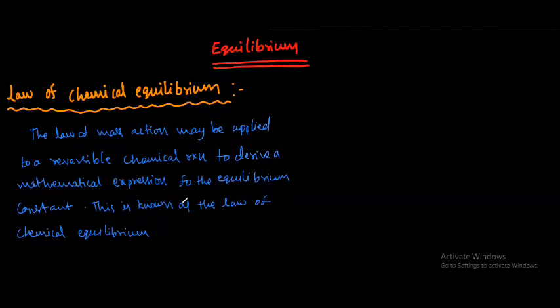What is the law of chemical equilibrium? The law of mass action may be applied to a reversible chemical reaction to derive a mathematical expression for the equilibrium constant. This is known as the law of chemical equilibrium.